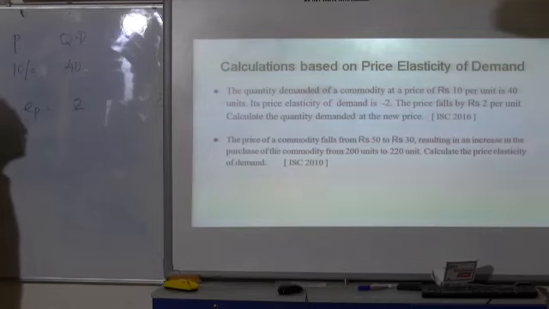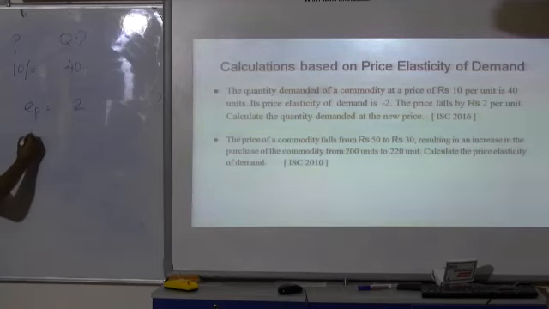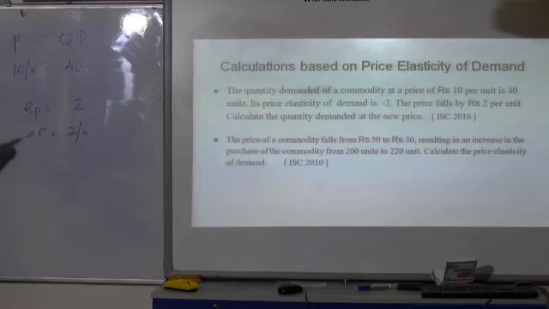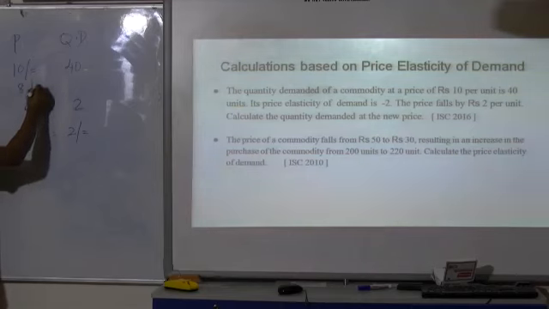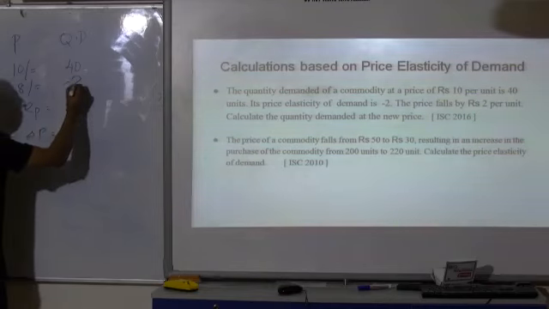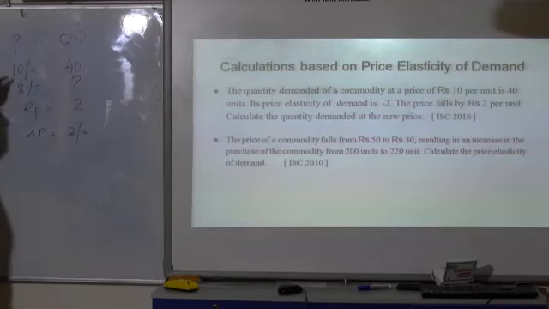The price falls by rupees 2. The price falls by rupees 2 means delta P is 2 rupees. That means the new price must be 8 rupees. The price falls by rupees 2, that means the new price is 8 rupees. We'll have to find the quantity demanded when the price falls.